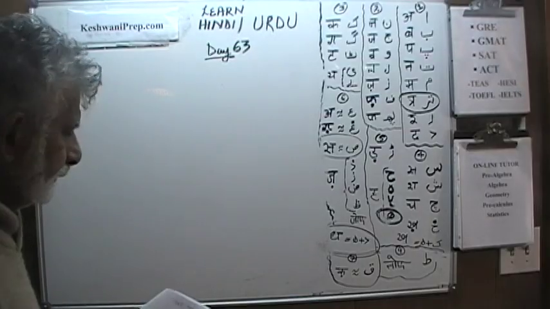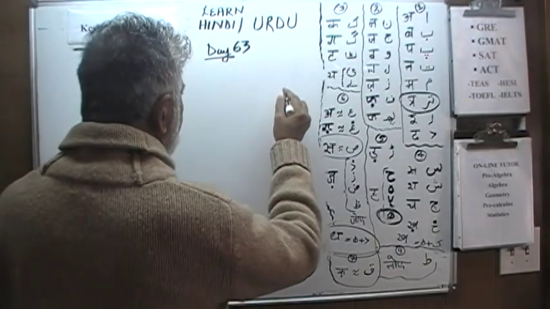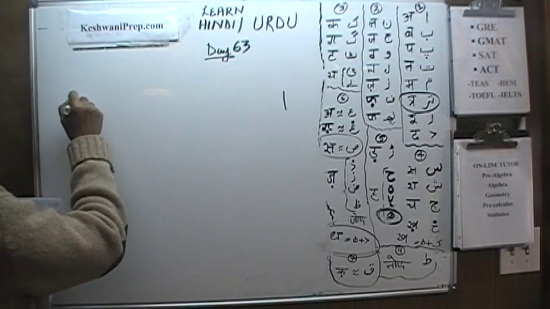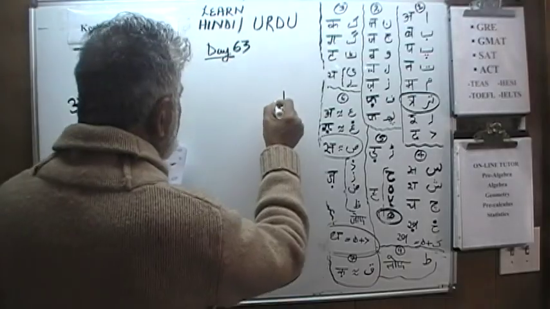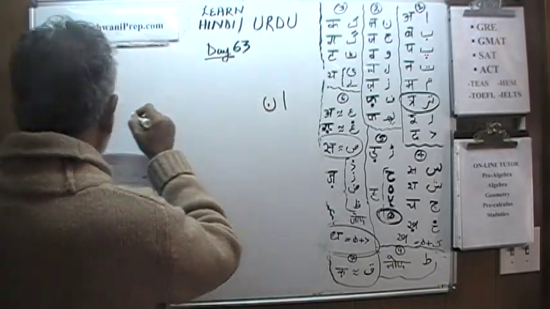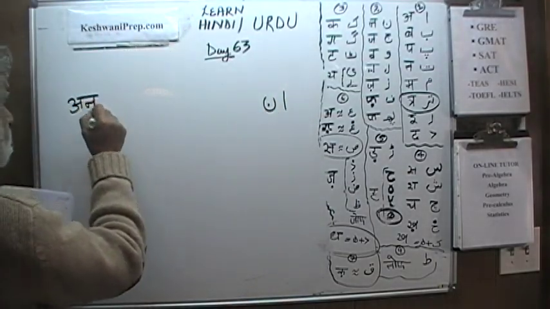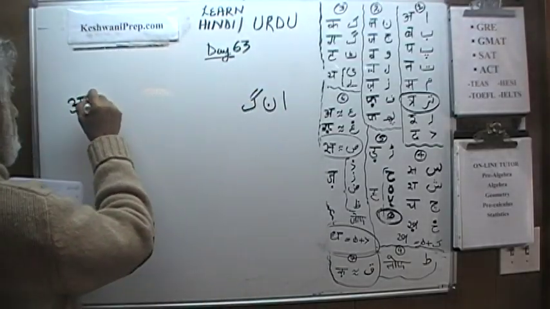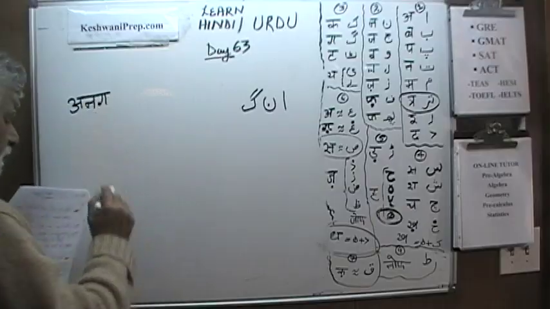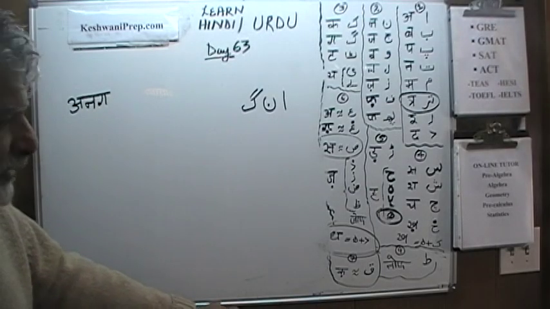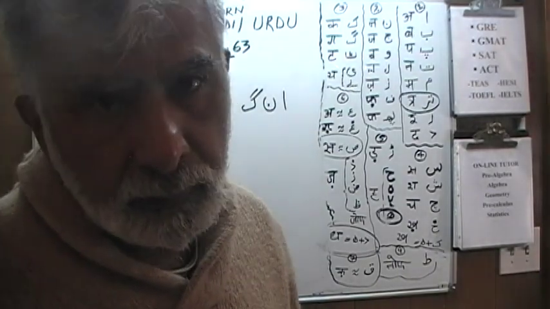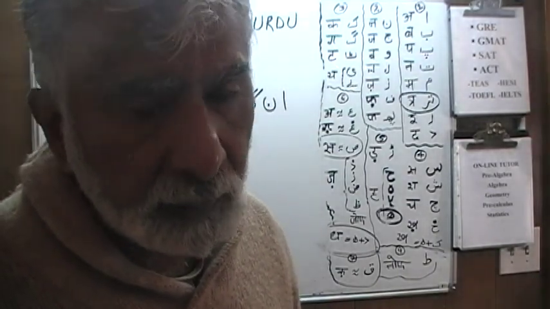Let's see what we can do. So we have alif, then we have a noon, and then we have a ga. So far what it reads, written in Hindi or Urdu, is anag. Anag is what it says. We don't need the anag.